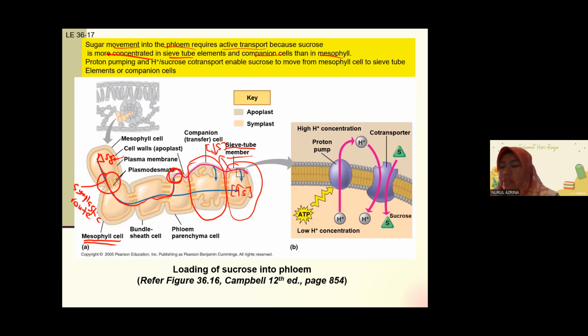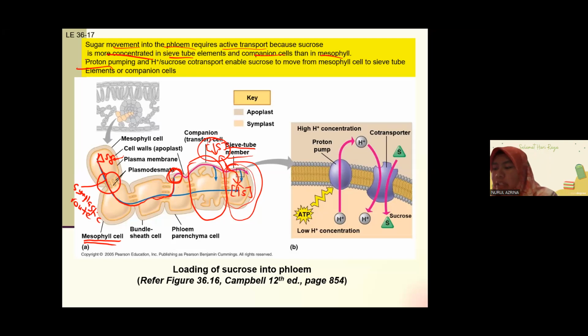So that is why sugar from the apoplastic pathway needs to use active transport to be transported into the sieve tube member. We are going to transport the sugar from here into the sieve tube member that has a very high concentration of sucrose. How this sugar can be transported into the sieve tube is by the help of a proton pump.